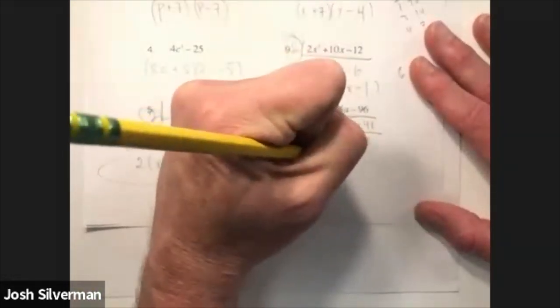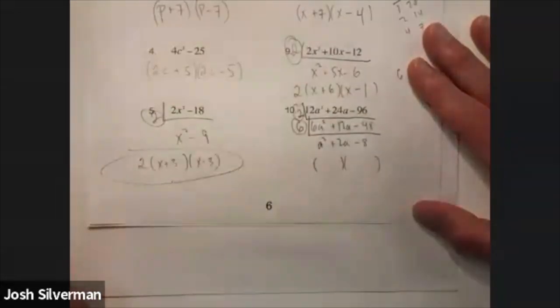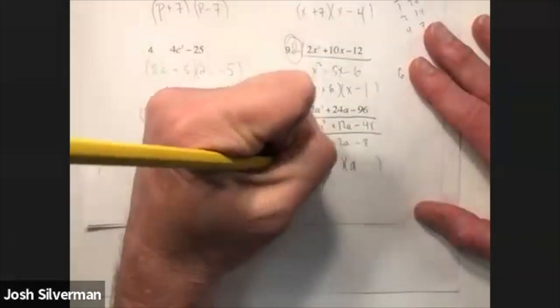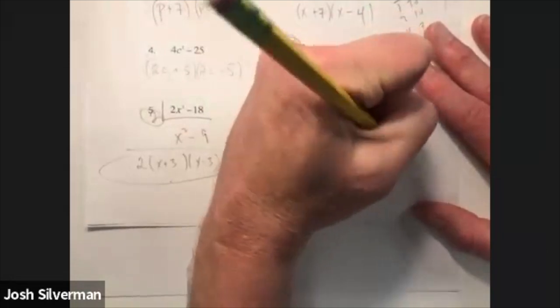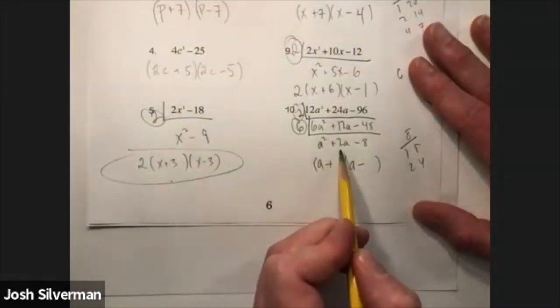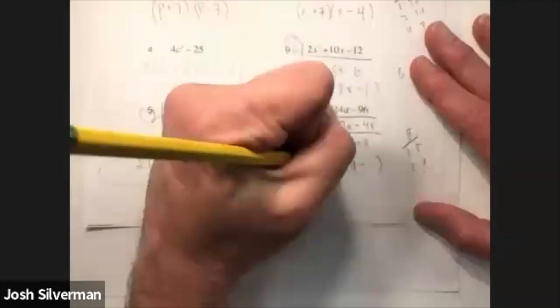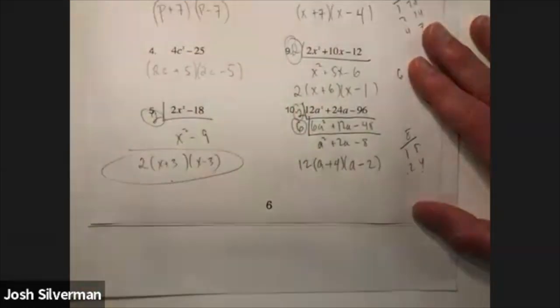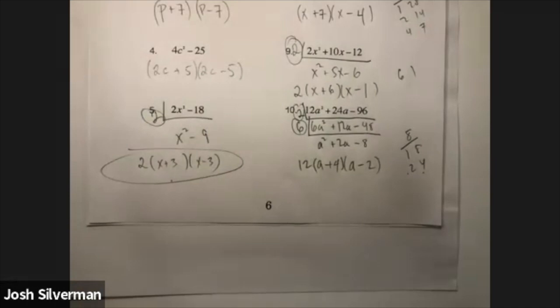So factor what's left inside, but don't forget these two out here. A and A, 1 plus, 1 minus. The factor pairs of 8, 1 and 8, 2 and 4. Which of those could be combined by subtraction to get a positive 2? That's the 4 and the 2. The 4 goes here. The 2 goes there. Multiply them together. Final answer, 12 times A plus 4 times A minus 2. That's what I've got.